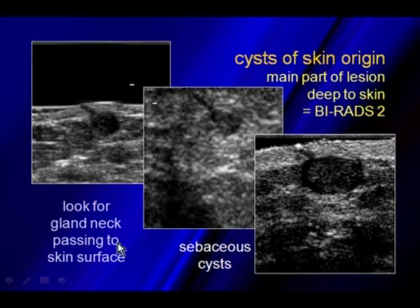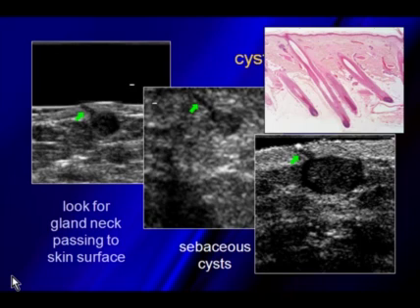All of these lesions appear to be deep to the skin, but in scanning through, what we're able to notice is the hair follicle that they are coming from. So these sebaceous cysts are just an occluded hair follicle, and looking for the neck of that is reassuring to know that these are definitely BI-RADS 2 findings and really nothing needs to be done further.